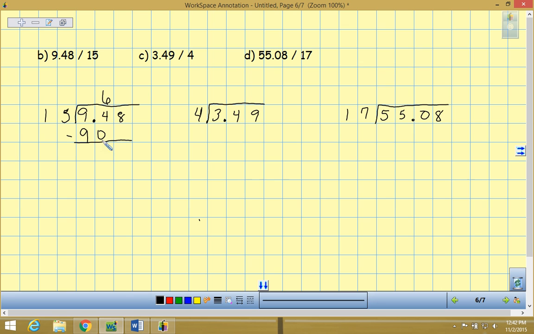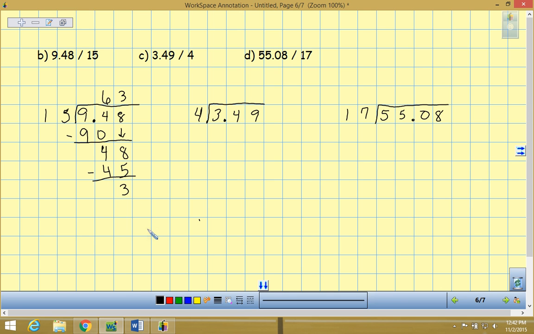And then subtract and bring down. And you've got 15 going into 48. How many times will 15 go into 48? 3 times. Okay. What is 3 times 15? 45. Well, then I subtract and I have a remainder of 3.